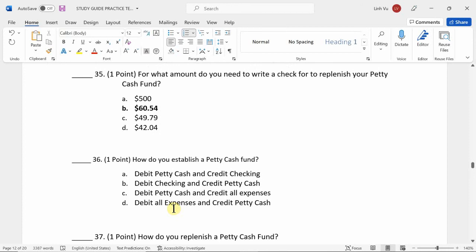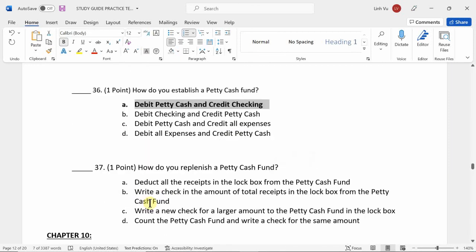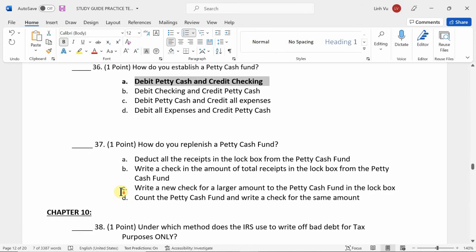Good. Okay. How do you establish a petty cash fund? A. You're going to debit your petty cash fund and credit your checking. That is correct. That's to establish. Yes. Okay. Number 37. How do you replenish a petty cash fund? That's correct, right? You're going to write a check, right? We just did the example. You're going to write a check in the total amount of receipts in the lockbox, in the petty cash fund. Yes.